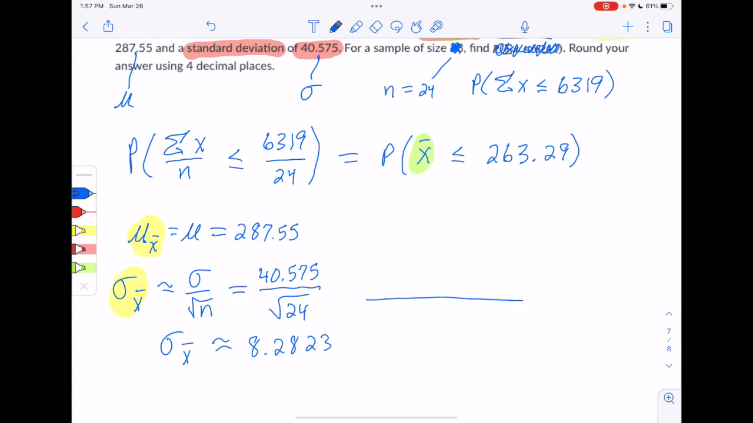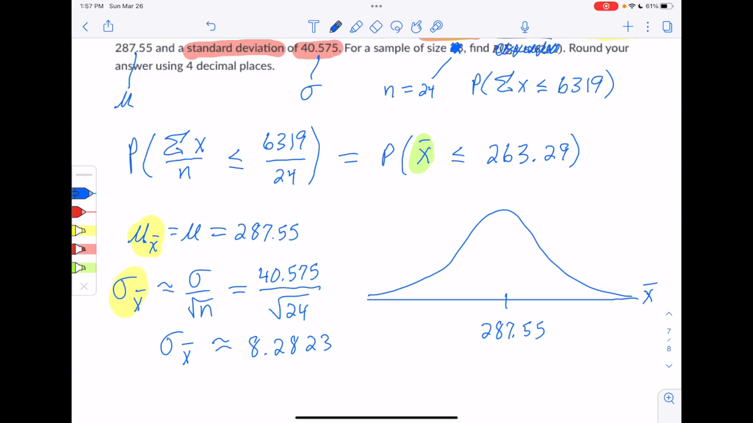So let's draw a normal curve in here. In the center, we'll put the mean of the variable. The variable is x bar. The mean of x bar is 287.55. Just a reminder over here, the variable is x bar. And then we want the probability that x bar is less than or equal to 263.29.